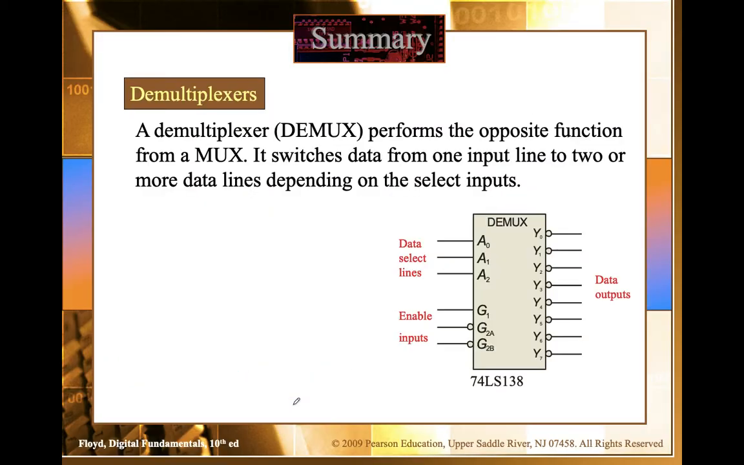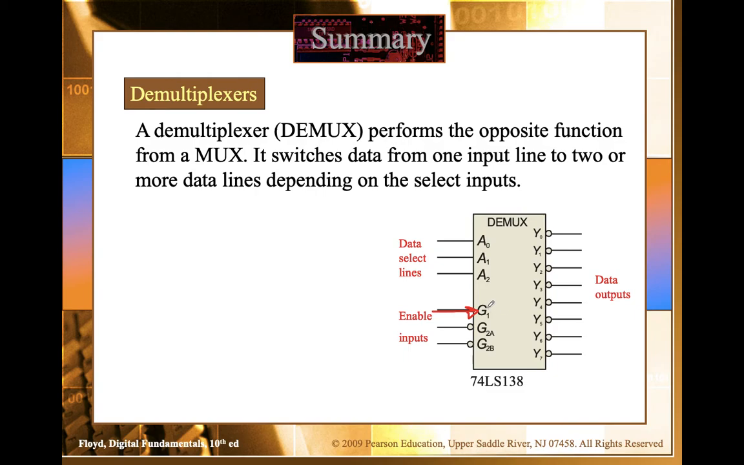All right, moving forward now, demux. Demux is the opposite of mux. In a multiplexer you had multiple lines and you had to choose which line would be selected, based on the select lines, to be routed to the output. Now the demultiplexer is the opposite. There is only one line at the input, and it switches data from one input line to multiple output lines.